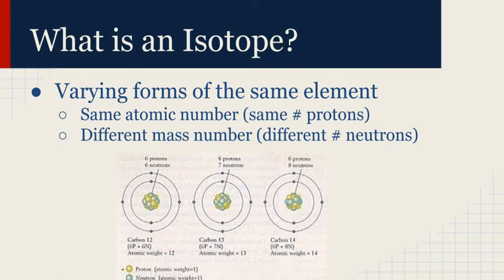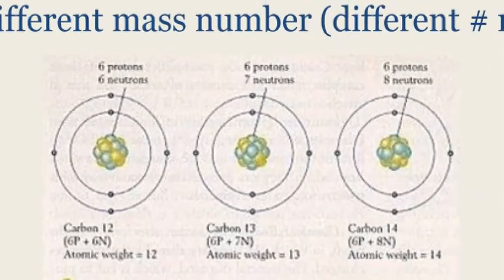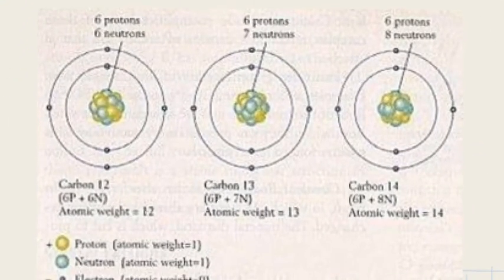Isotopes have the same atomic number or the same number of protons, but each one has a different number of neutrons. Look carefully at my example here. Look at these three isotopes. The one all the way to the left is carbon-12. It's got 6 protons and 6 neutrons. The middle isotope has the same 6 protons but 7 neutrons, and this one has 6 protons and 8 neutrons. Each isotope has a different mass based on different numbers of neutrons.